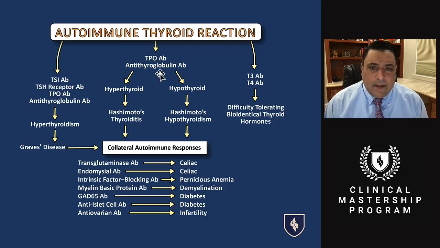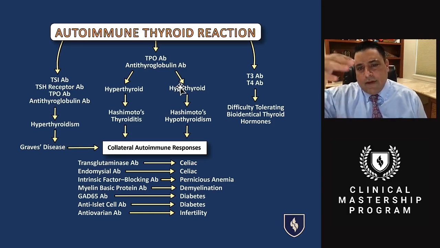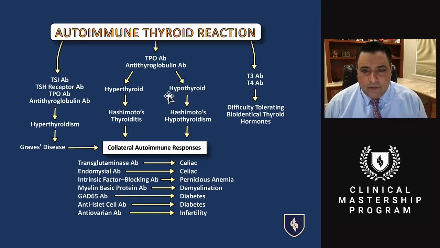Now, most people that have Hashimoto's, I should say, that have TPO and thyroglobulin antibodies that are positive, end up having slow destruction of the thyroid gland over a period of time, and they never actually get hyperthyroid symptoms. So this is the most common cause here. People that have TPO thyroglobulin antibodies just have, over a period of time, enough thyroid gland destruction where their TSH levels go up, and then they have Hashimoto's hypothyroidism.